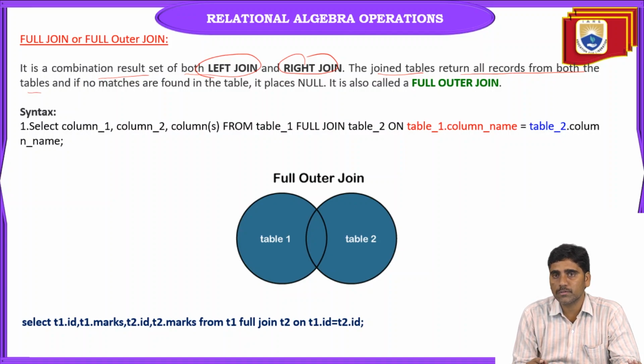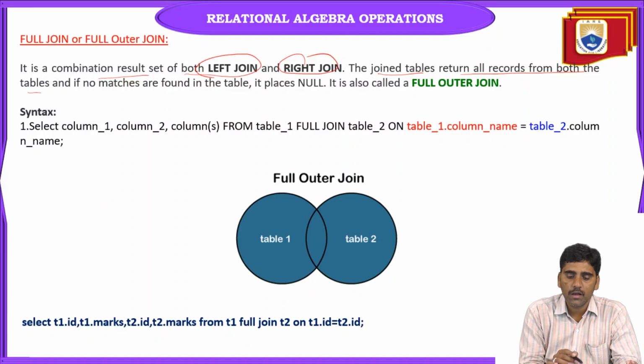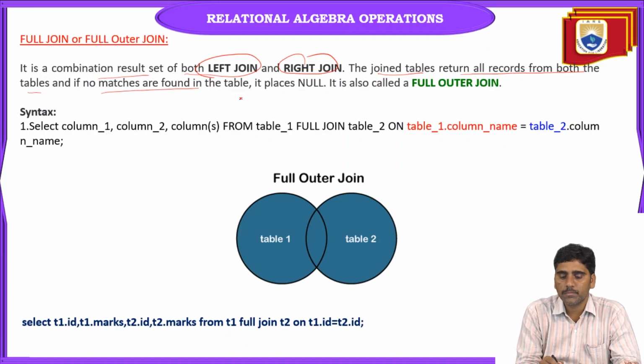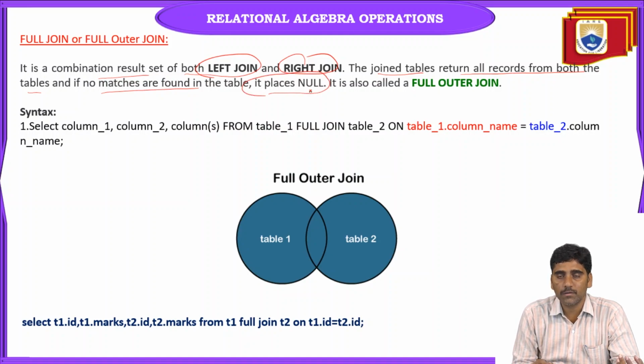So both the tables have records, right? It returns all records from both tables, and if no match is found in the table, it places null. So any unmatched rows are placed as null. So it is called a full outer join.